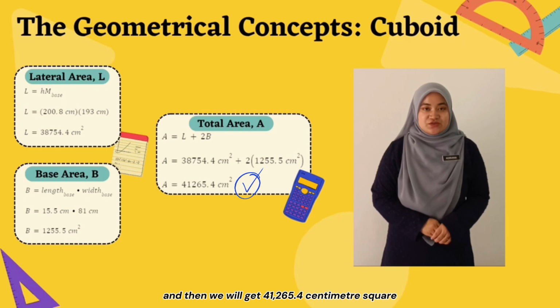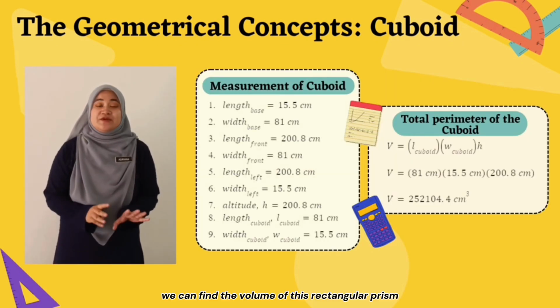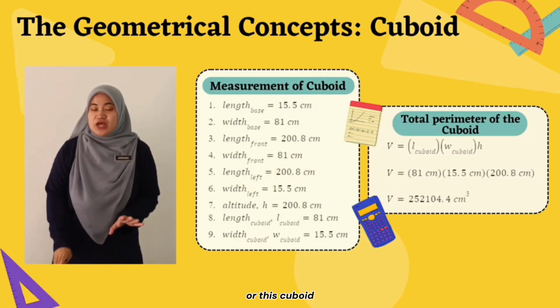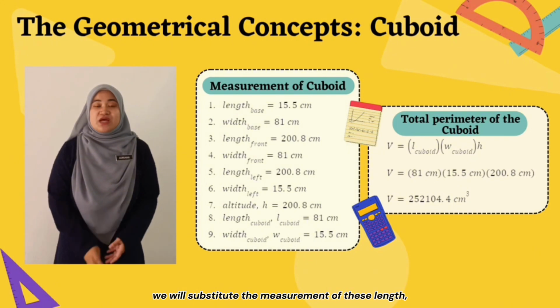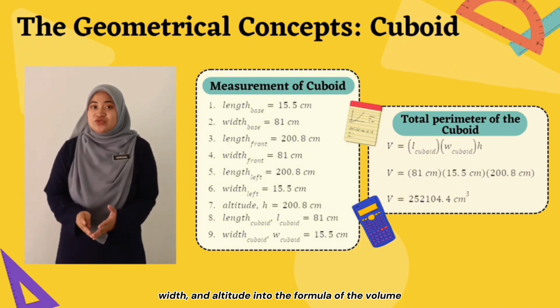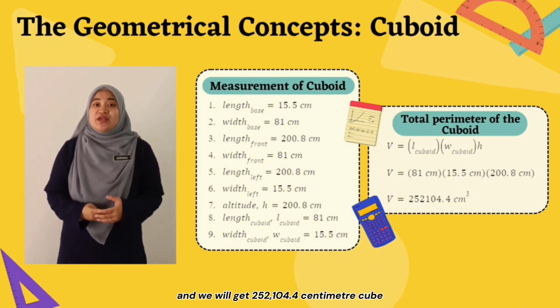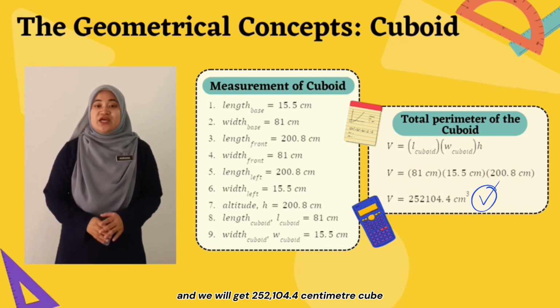41,265.4 cm squared. We can find the volume of this rectangular prism or this cuboid. We will substitute the measurement of this length, width, and altitude into the formula of the volume, and we will get 252,104.4 cm cubed.